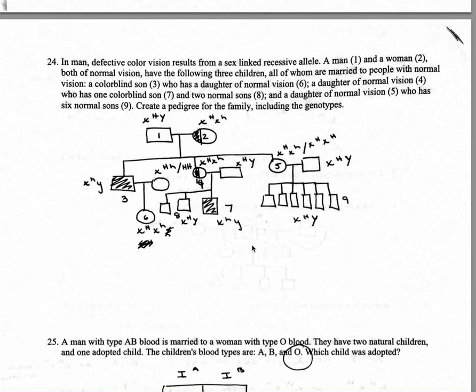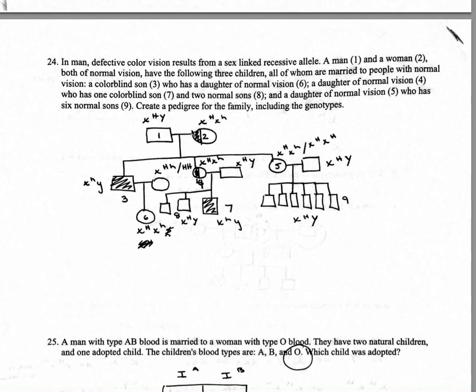A man, so he has defective color vision, results from okay. A man 1 and a woman 2 both have normal vision, okay? They have 3 kids. So we know, since it's recessive, that the man is X big H Y. We don't know about the woman yet because she could be a carrier, so I'm not going to write that in.